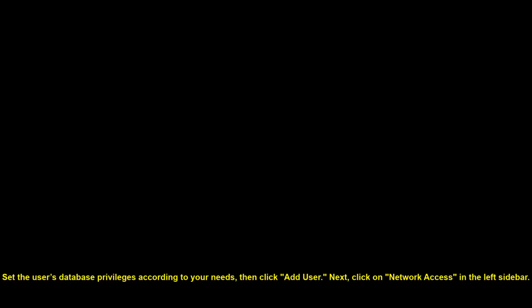Next, click on Network Access in the left side. Click on Add IP Address to whitelist your current IP address or allow access for all IPs. Confirm your changes by clicking Confirm.